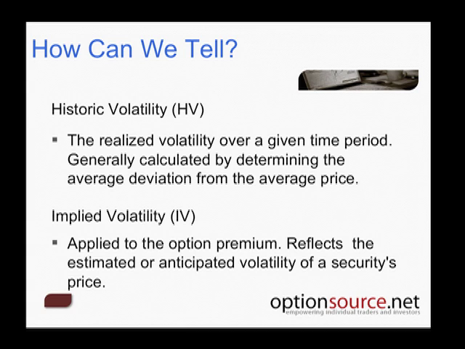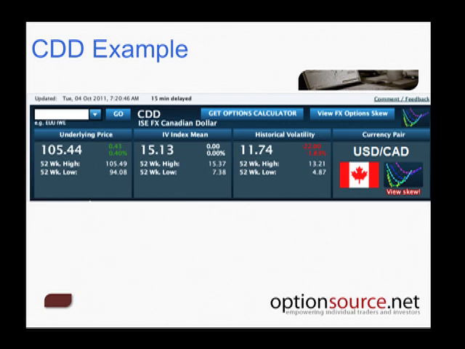So the implied volatility factor, or the IV, is applied to the option premium and reflects the estimated or anticipated volatility of the security's price. And again, what happens is that during periods of indecisiveness, when we've seen very significant moves up and down within a particular pair value, and this has been quite evident in the currency markets, then you will see options prices expand to reflect that particular increase in volatility.